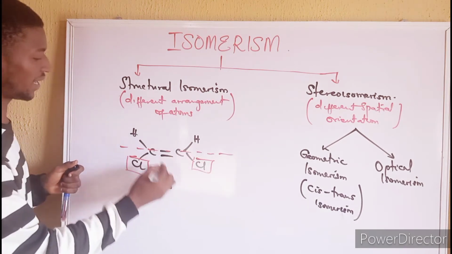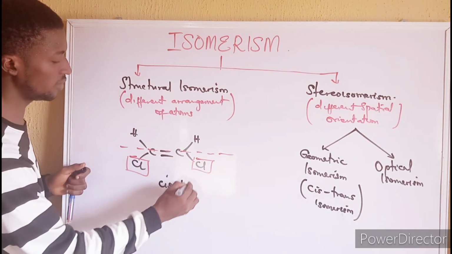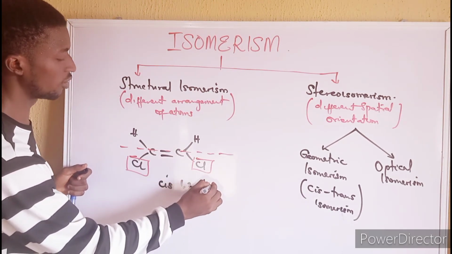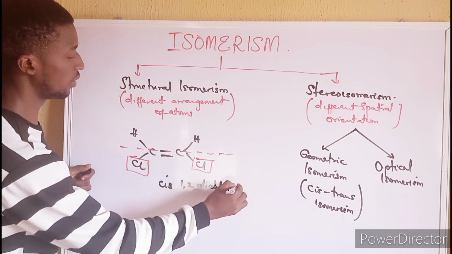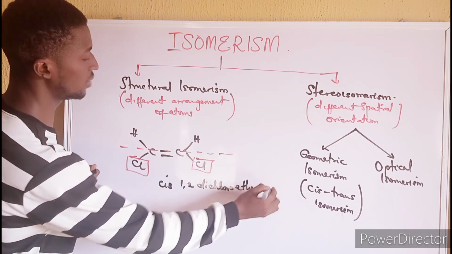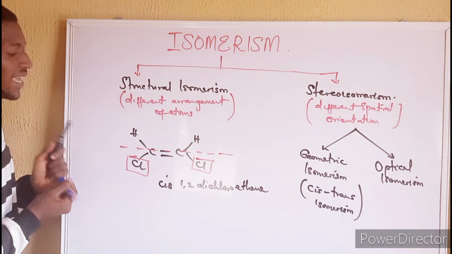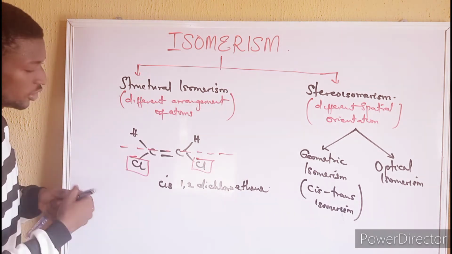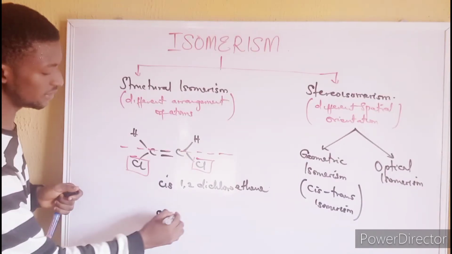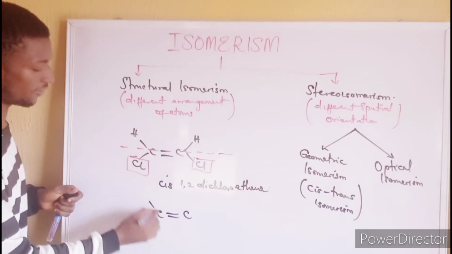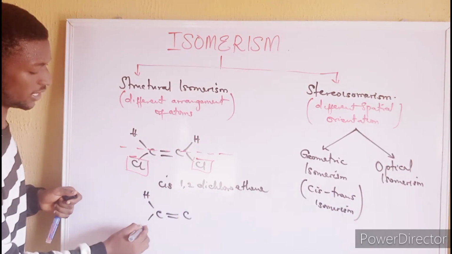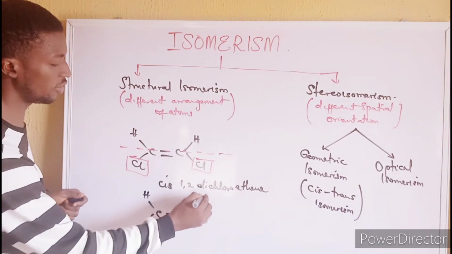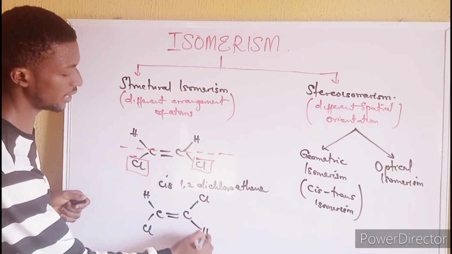And what type of isomer is this? We have it to be 1,2-dichloroethene. But when you take it the other way around, in which you have C, and here you have your hydrogen, as well here you have your chlorine, and here you have chlorine, and here you have hydrogen.